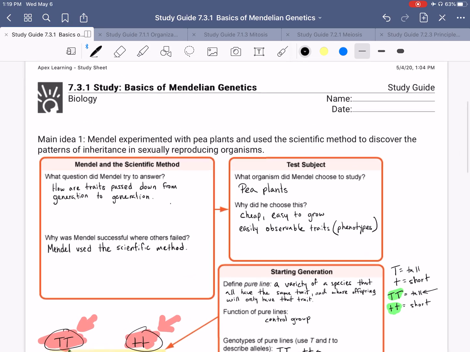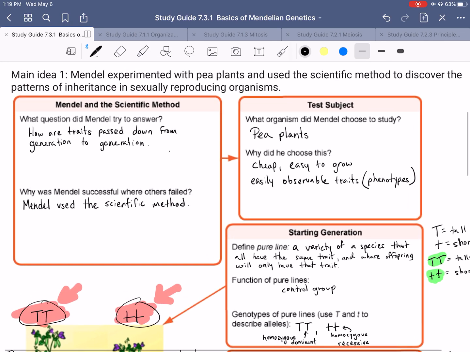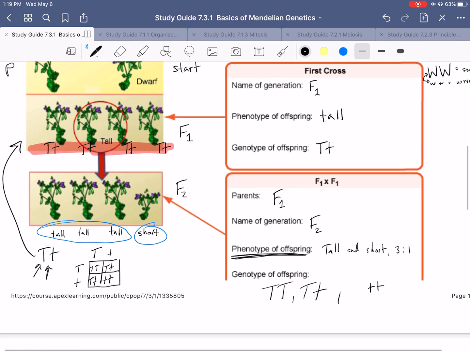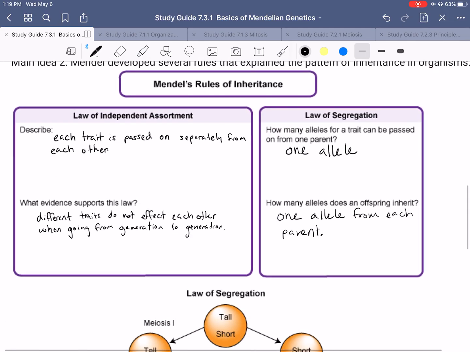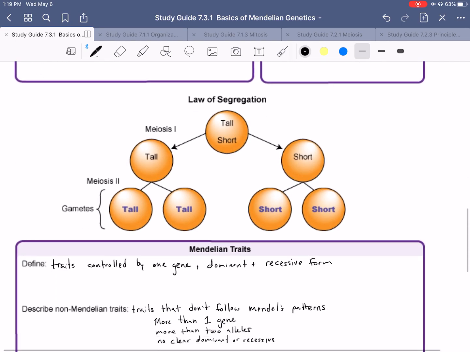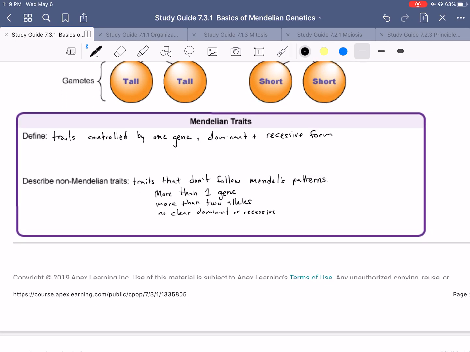You should be able to pause it. I'll let you pause it there to get some of that information, and you could pause it there to get that info.